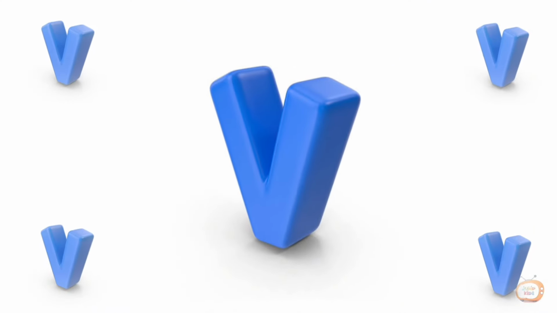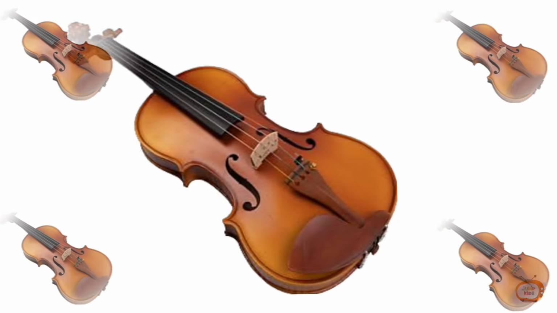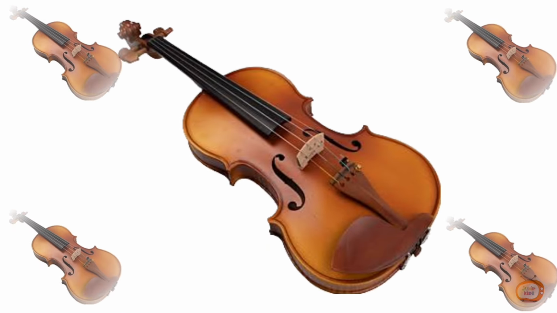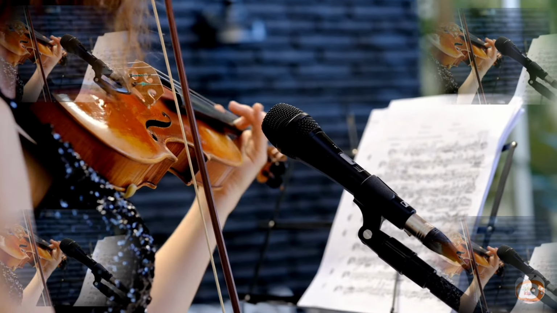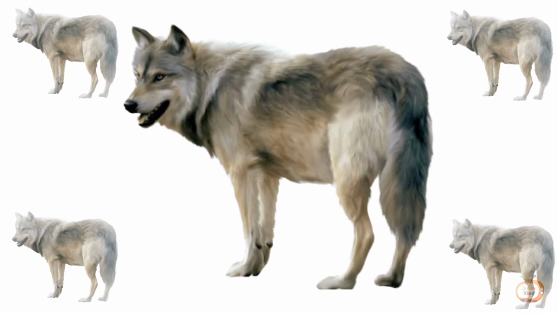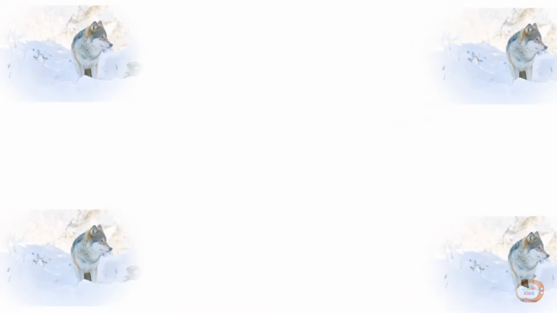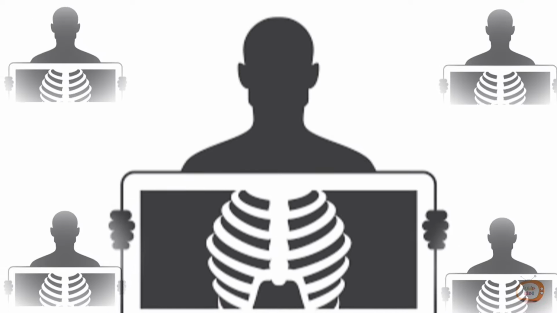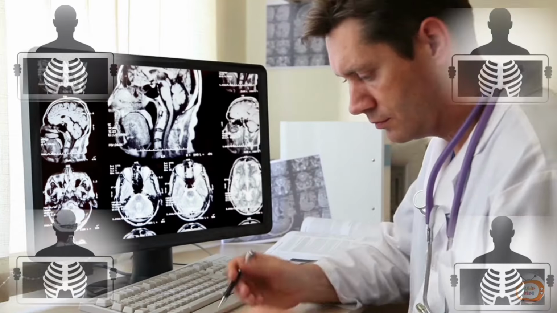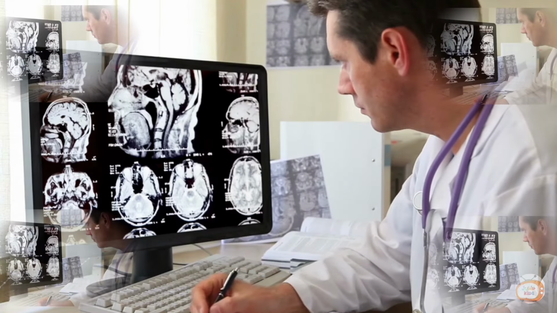V is for violin, violin. W is for wolf. X is for extra, extra.